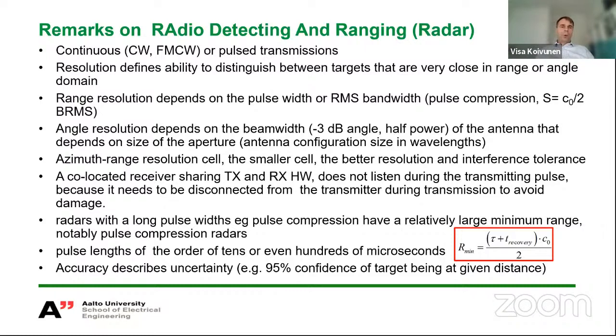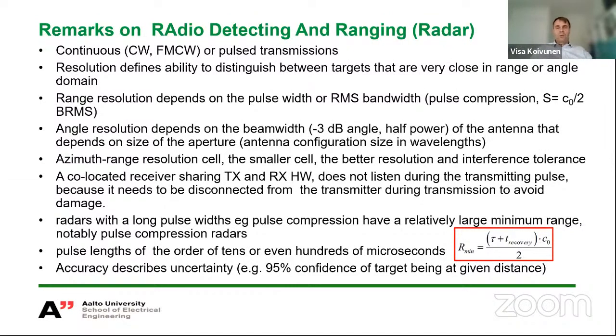If you have a co-located receiver that shares both the transmitter and receiver hardware, then you cannot listen during the transmission of a pulse. You need to disconnect the receiver from the transmitter during the transmission to avoid any damage. And in this type of system, the radars which have a very long pulse width, for example, in pulse compression systems, have a relatively large minimum range, so there's a minimum distance that you can measure, and that depends on the pulse width. And this pulse length in the pulse radars can be of the order of tens or even hundreds of microseconds.